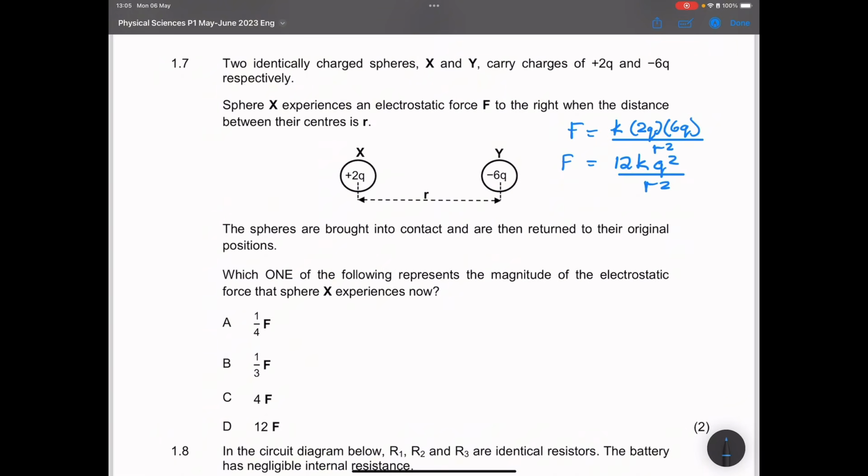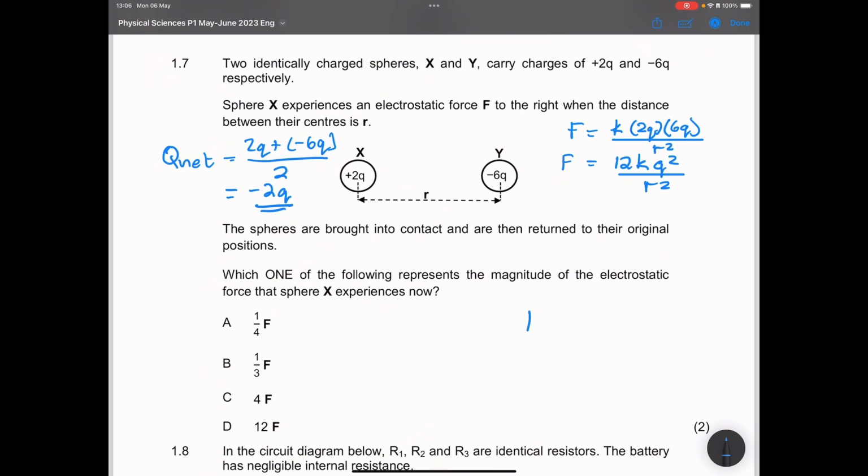Now remember, the moment that the spheres touch, they will share the charges equally. So the new charge, let's call that the net charge, will be equal to 2Q plus negative 6Q, divided by 2. If we take that, negative 6Q plus 2Q gives us negative 4Q, divided by 2, that will give us negative 2Q. So both spheres will have a new charge of negative 2Q coulombs.